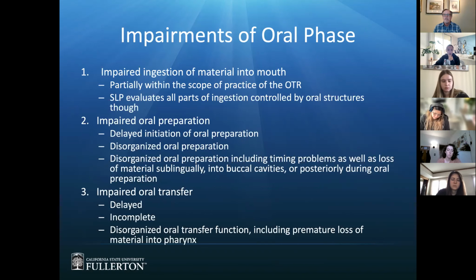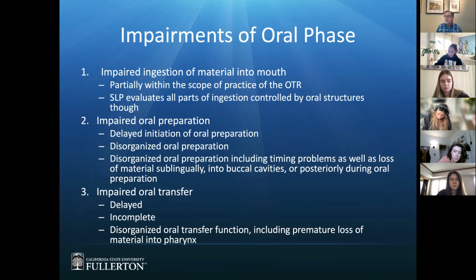Okay, impairments of the oral phase amount to these. You can have impaired ingestion of the material into the mouth. Simply, how do you get it into the mouth? Partially, that's within the scope of the occupational therapist, who's called an OTR, for registered occupational therapist. That part they're involved in is how do you get it, in simplified terms, from the plate to the mouth? It's the use of the hand and the use of the utensils. We don't get much into that, but you do have to observe it. You have to know, can your patient get material to the mouth or not, at least to that level.